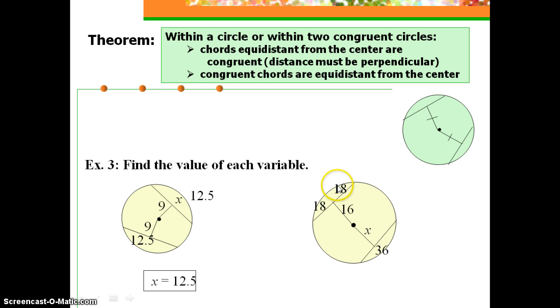Next one. I know that this chord length is 36, and I know that this chord length is 36. So if they're congruent chords, that means that they're going to be equidistant from the center. So if the distance to the center from that chord is 16, then this other distance is going to be 16.